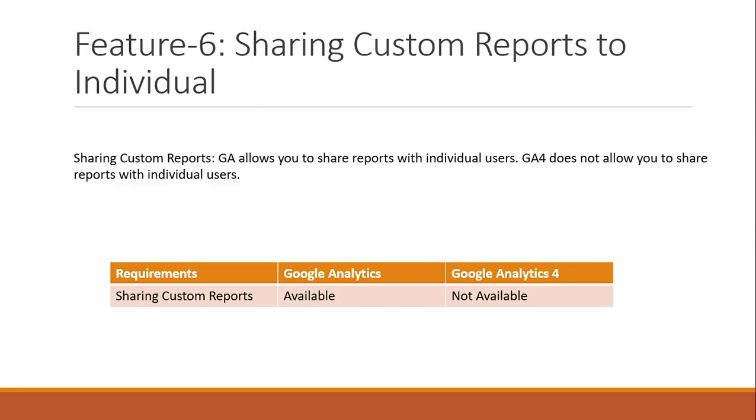Feature 6 is more about sharing custom reports with a specific individual. What happens in regular GA is we can share our own reports with a specific view itself completely. But in the current scenario, if we are sharing one report with another person, it will be shared with all the users in that particular property. At a property level, it will be visible to everyone, which is not an ideal way to handle such scenarios.